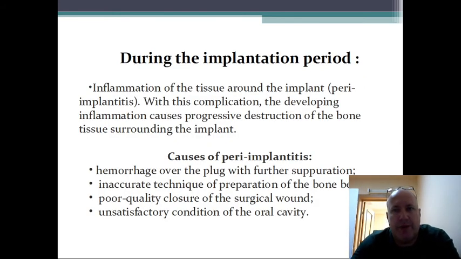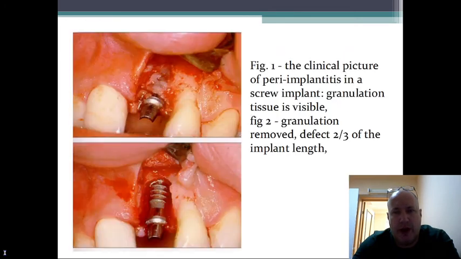During the post-implantation period, inflammation of the tissue around the implant can develop. With this complication, peri-implantitis, the developing inflammation causes progressive destruction of the bone tissue surrounding the implant. Here are the causes of peri-implantitis: hemorrhage after the plaque with further separation, inaccurate technique of preparation of the bone bed, poor quality closure of a surgical wound, unsatisfactory condition of the oral cavity.